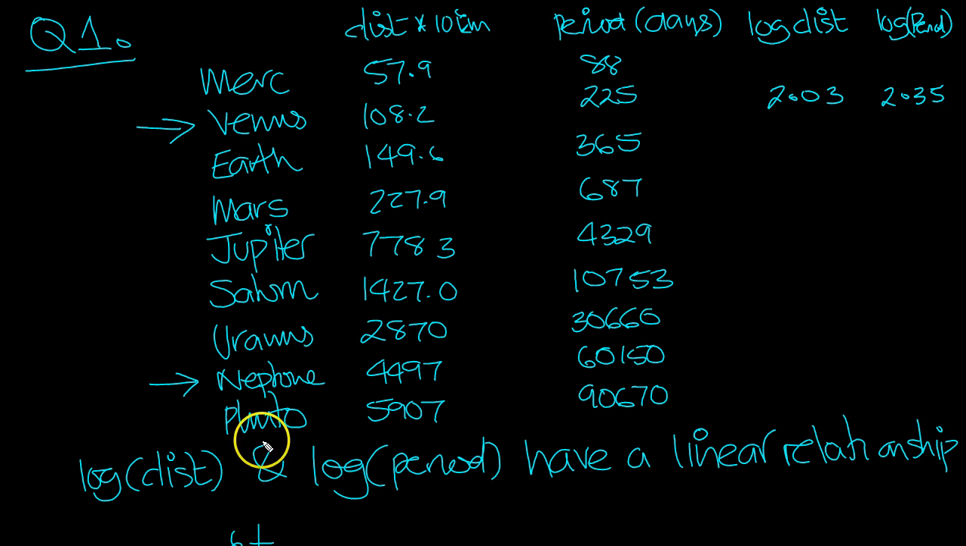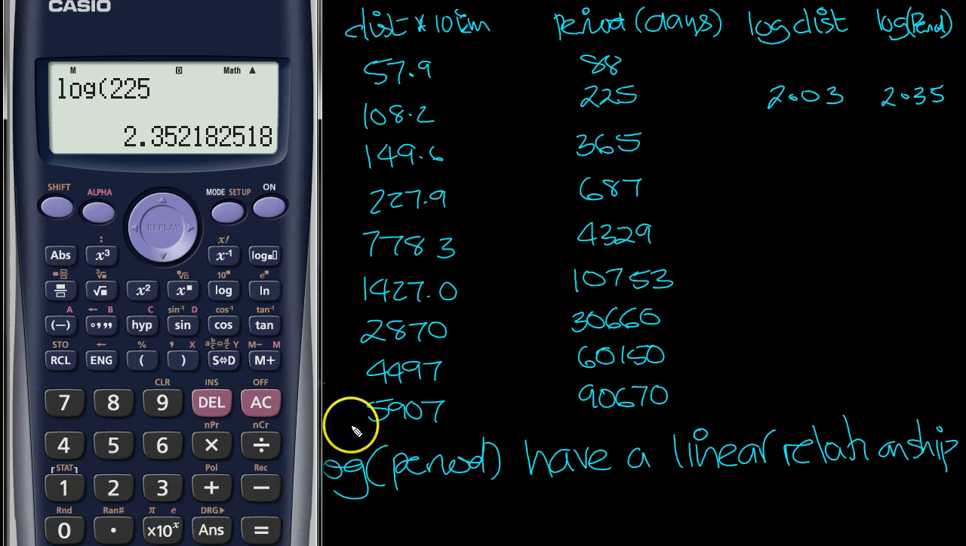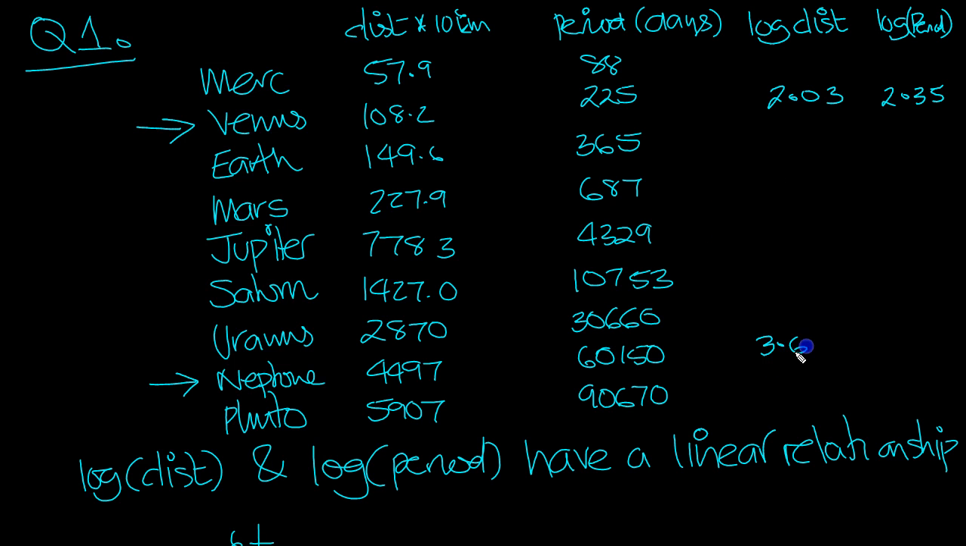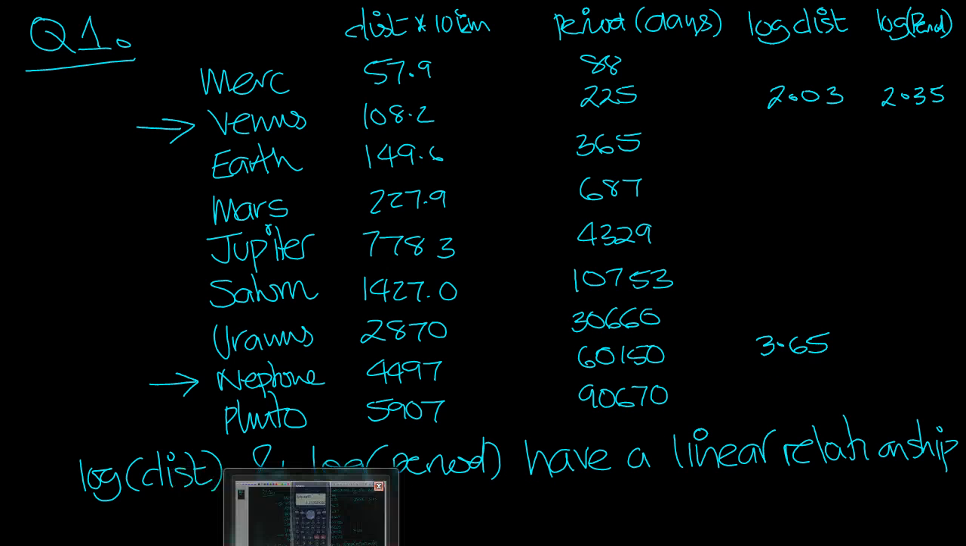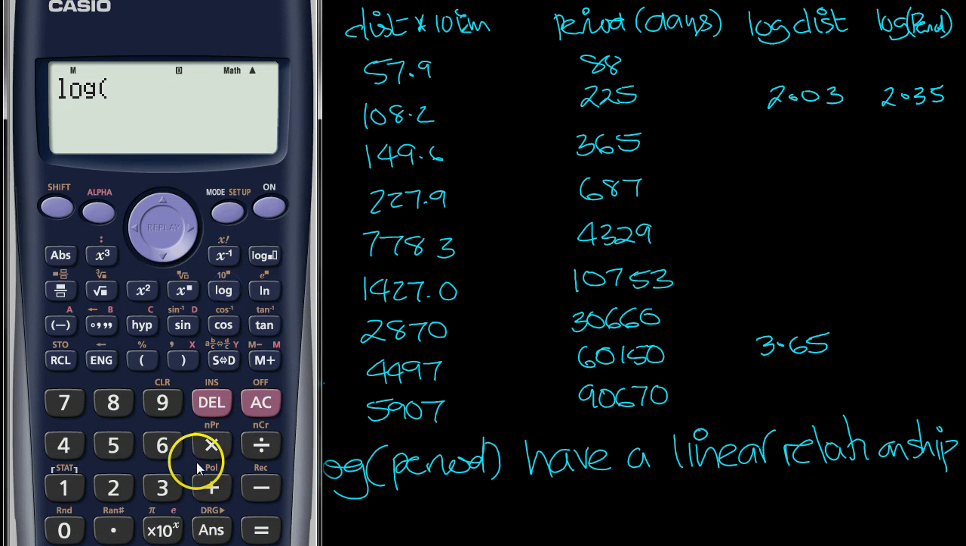Okay, and then we'll do Neptune as well. We'll write it 2870, wasn't it? No, 4497. Log of 4497 is 3.65. And log of 60150, then the distance 60150, is 4.78.